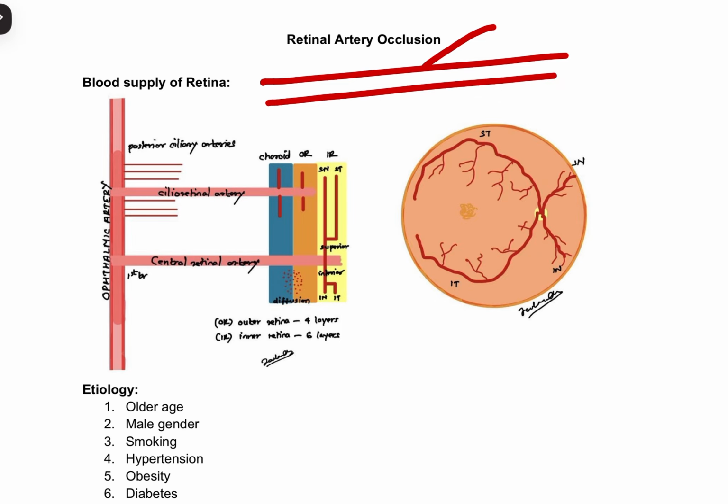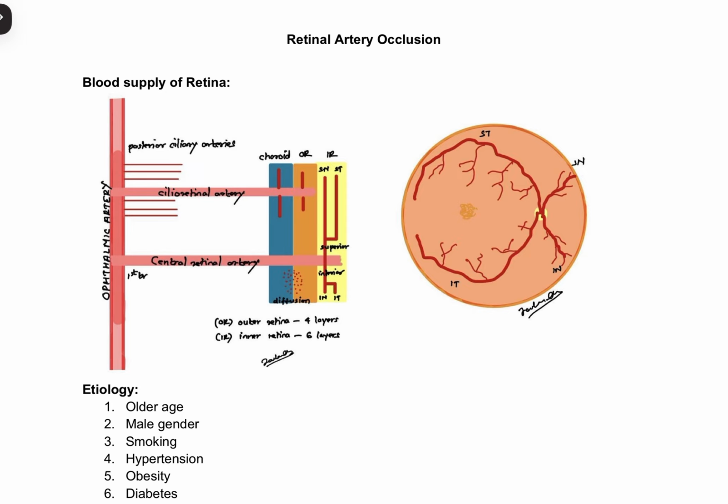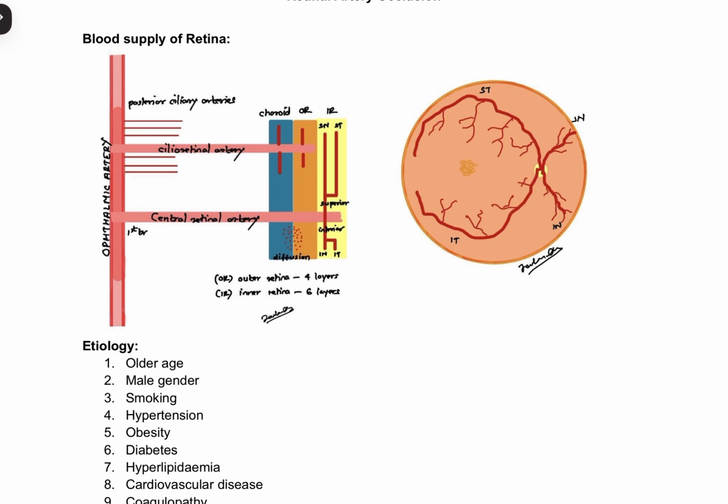Okay. Now, first of all, before understanding things, let's discuss in detail the blood supply anatomy of the retina. If you see, mainly the ophthalmic artery is there, right? This is your ophthalmic artery. The ophthalmic artery will give its first branch called the central retinal artery. This central retinal artery will supply your inner retina.